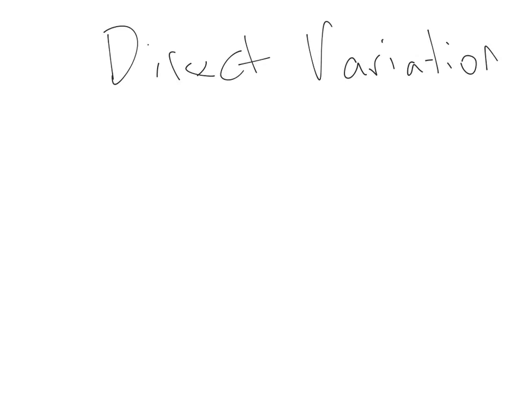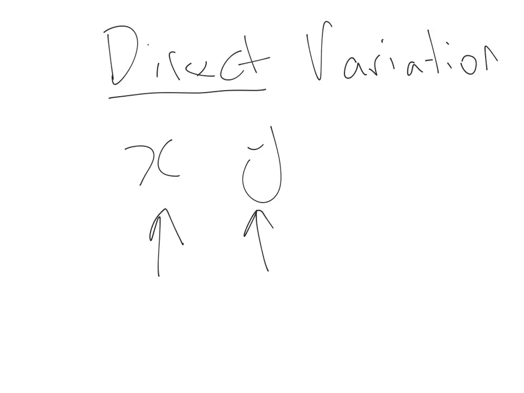Okay, so direct variation is a thing where you've got two variables, usually x and y, and direct variation implies that one is directly influencing the other. So they vary, because they're variables. In direct variation, as one variable goes up, it forces the other one up.